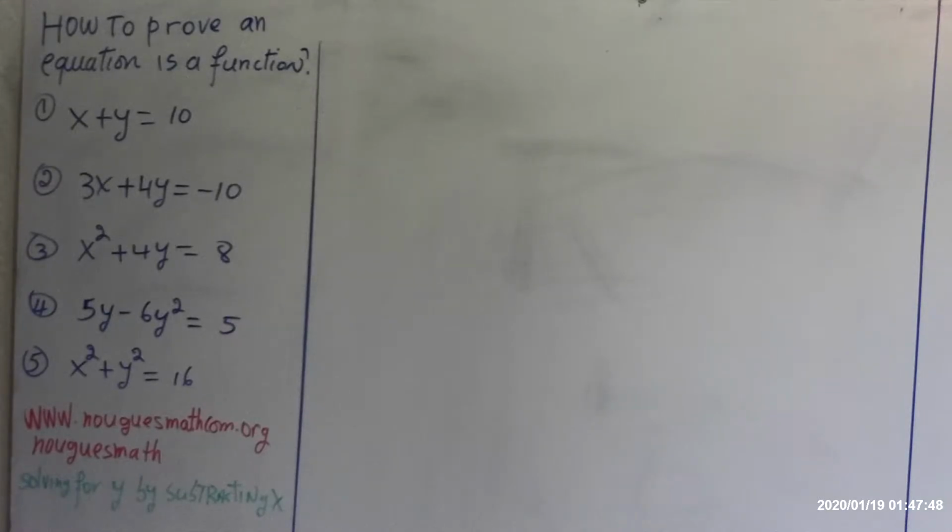When you solve for y, you're going to check whether there will be a unique value for y, even though you plug in a number for x. That's what you're going to prove. You're going to check that to see if the equation is a function. Let's start by doing the first example.